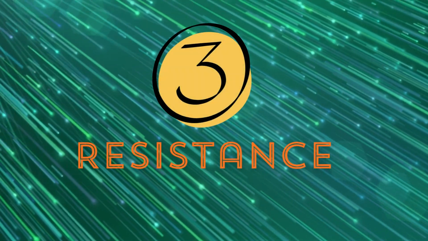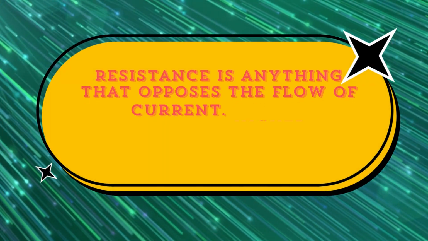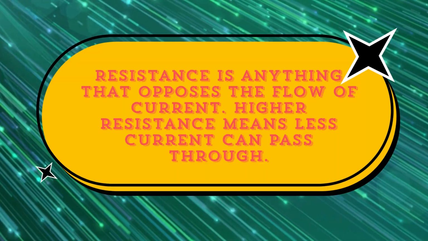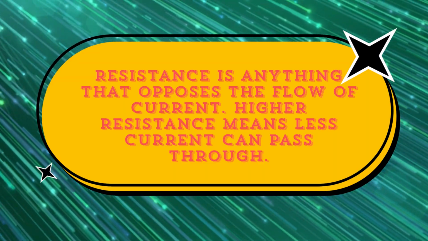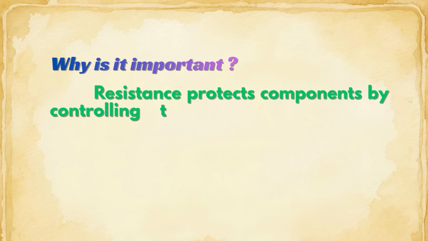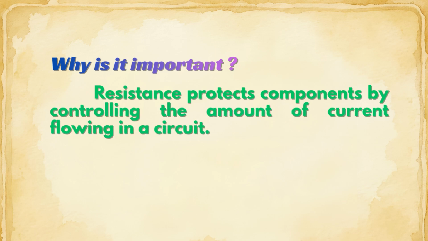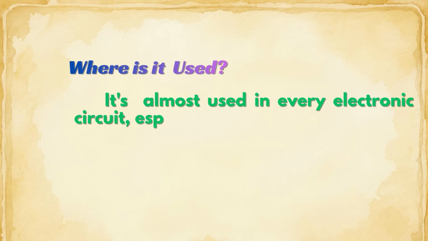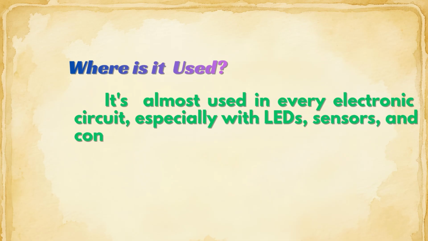Number 3. Resistance. Resistance is anything that opposes the flow of current. Higher resistance means less current can pass through. So why is it important? Resistance protects the components by controlling the amount of current flowing in a circuit. Where is it used? It's used in almost every single circuit, especially with LEDs, sensors, and control circuits.